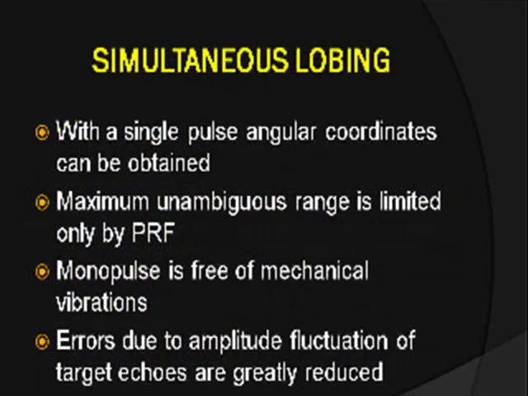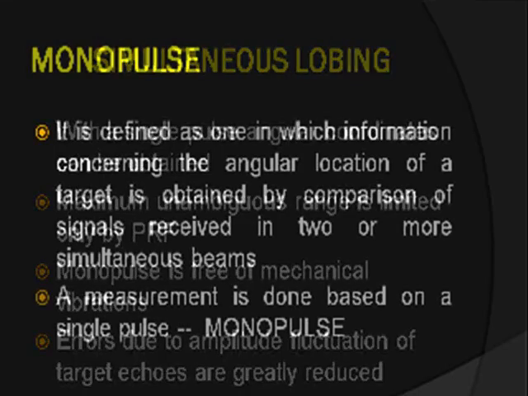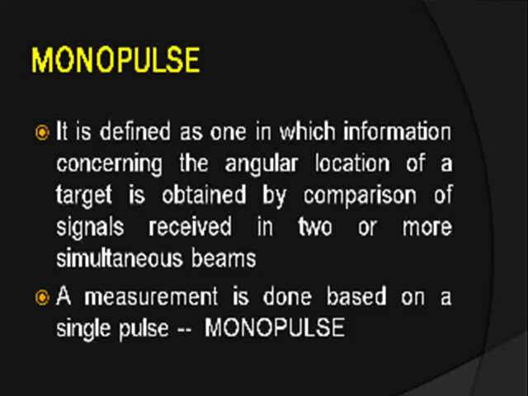Simultaneous lobing: with a single pulse, angular coordinates can be obtained. Maximum unambiguous range is limited only by pulse repetition frequency. And monopulse, if you are going with this, it is free of mechanical vibrations. Errors due to amplitude fluctuation of target echoes are greatly reduced. So, monopulse means with a single pulse you will be obtaining angle coordinate or even coordinates.